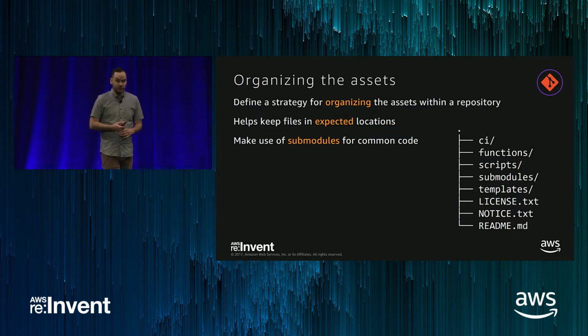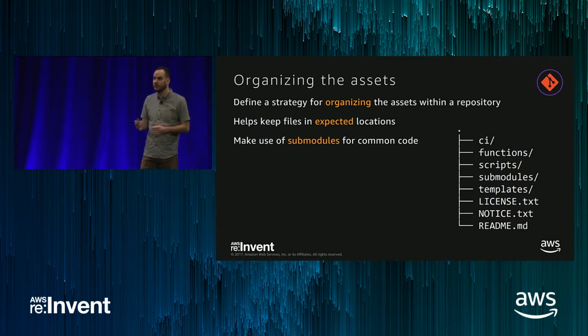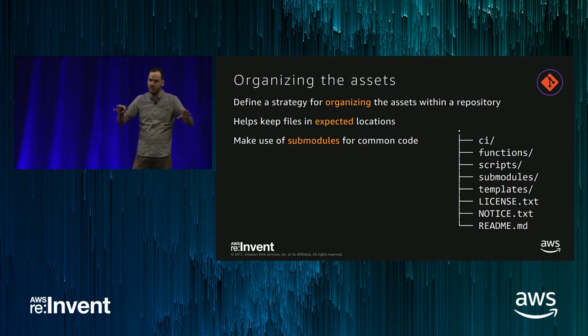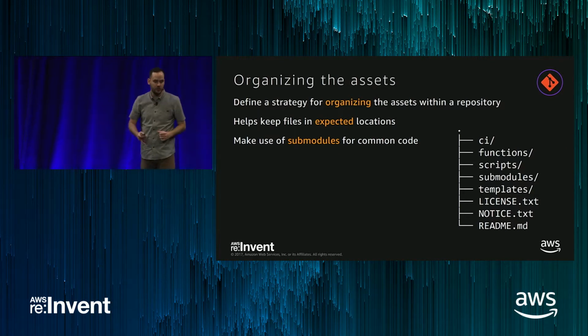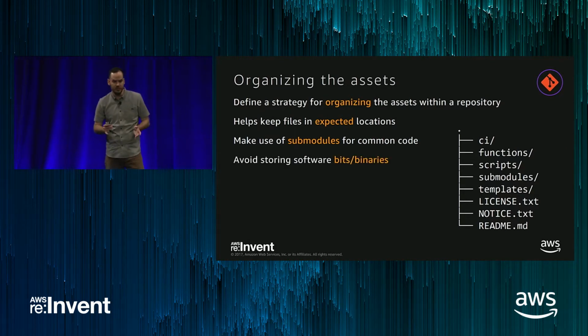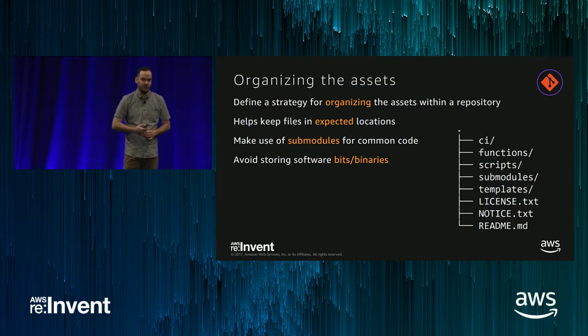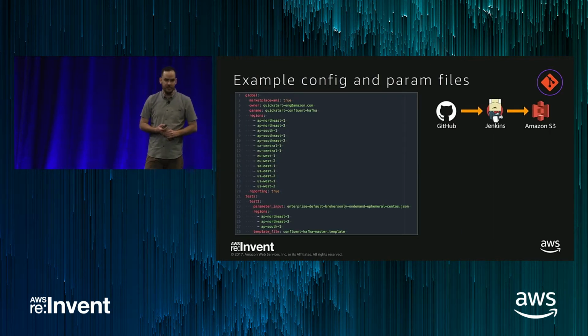Making use of submodules for common code is very useful. So we use a lot of the Git submodules functionality to be able to pull some foundational Quick Starts like VPC, maybe a Bastion host, maybe RDP gateways or remote desktop gateways. Pull them all into one larger architecture. Always avoid storing bits and binaries. So if you need to compile something, you want to make sure you compile that on your CI pipeline or your build system. An example configuration and parameter files for our pipelines that we use for Quick Starts.